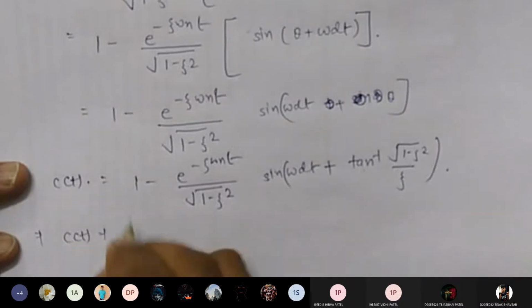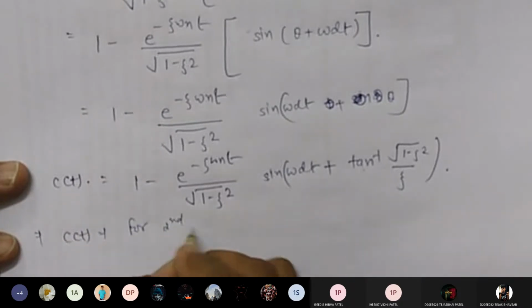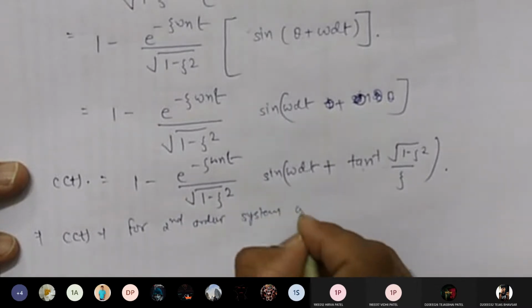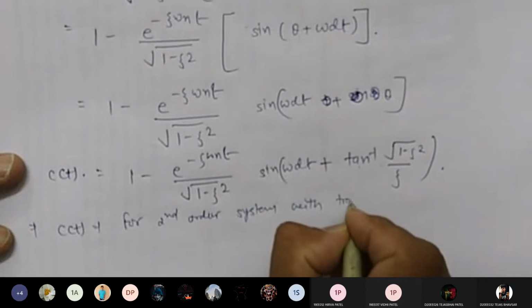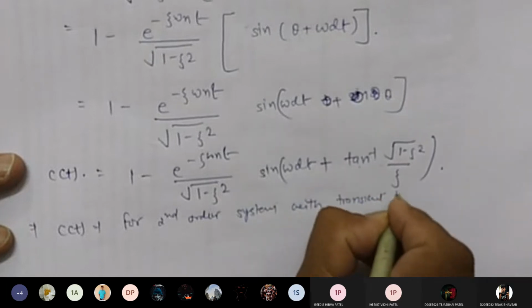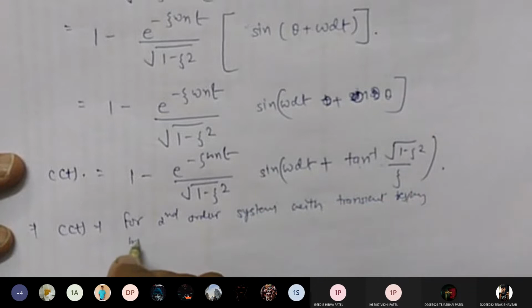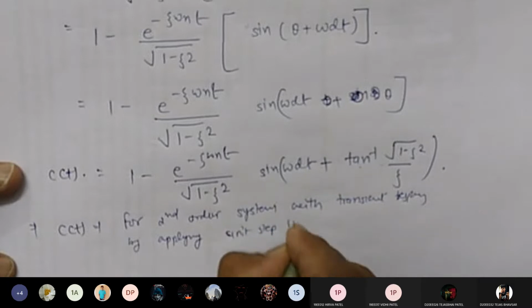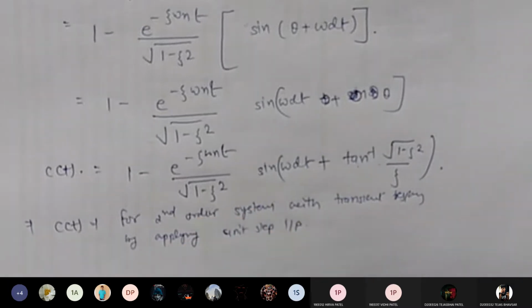So it is the C of t for second order system with transient response by applying unit step input. I hope if you are able to write the whole theory, you will understand what is the mathematical procedure behind it and how you can solve it.